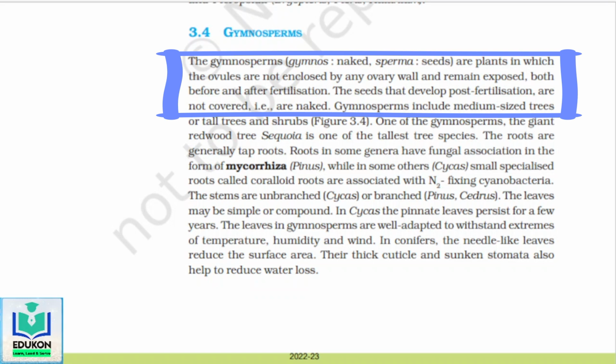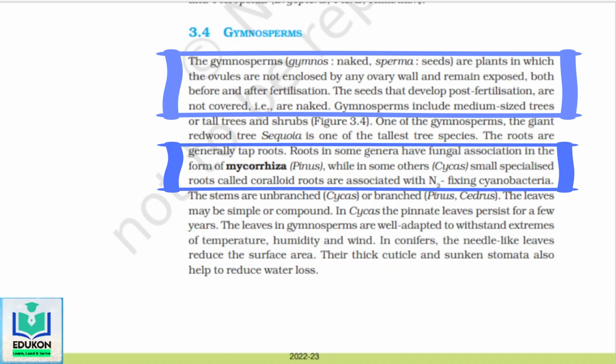The roots are generally tap roots. Roots in some genera have fungal association in the form of mycorrhiza, as in Pinus, while in some others, like Cycas, small specialized roots called coralloid roots are associated with nitrogen-fixing cyanobacteria. So this example you should remember here. In which of the following plants does nitrogen fixing occur? Okay, this is Cycas.